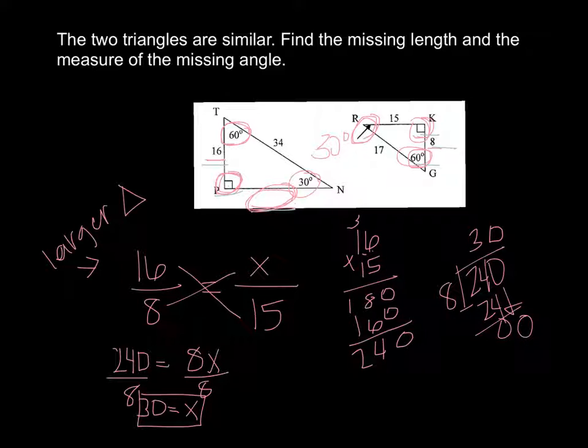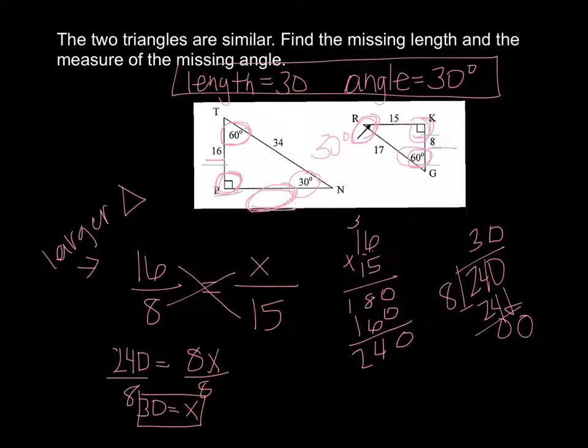So if we were to write this out as our answer, our missing length is 30, missing angle is, oh my, look at that. What are the odds? 30 and 30 degrees. So that would be how I would write my answer.